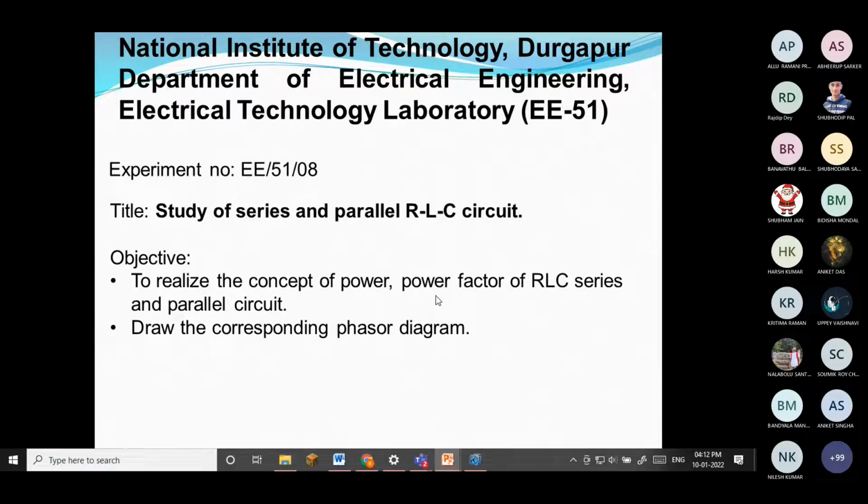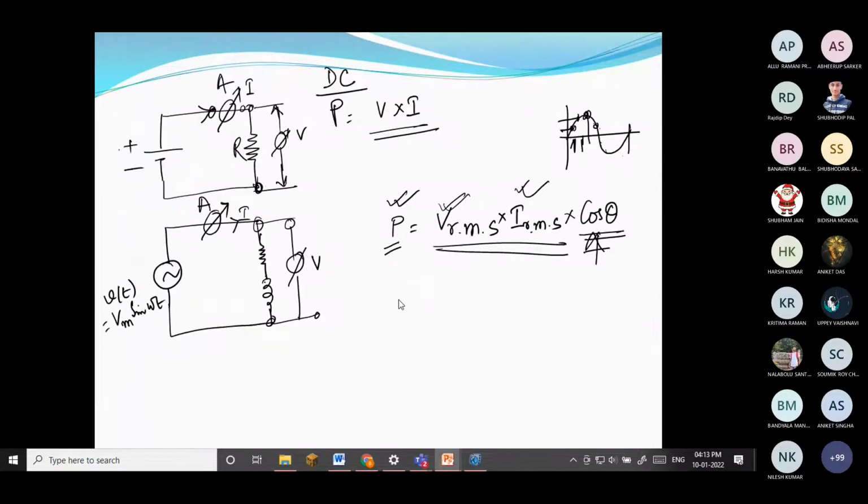And what is power factor? This is the new term you will have to understand. I tried in the last class also to explain what that is and why this power factor is coming in RLC series and parallel circuit. And then you have to draw the phasor diagram. What is this phasor diagram? That also you have to understand, right?